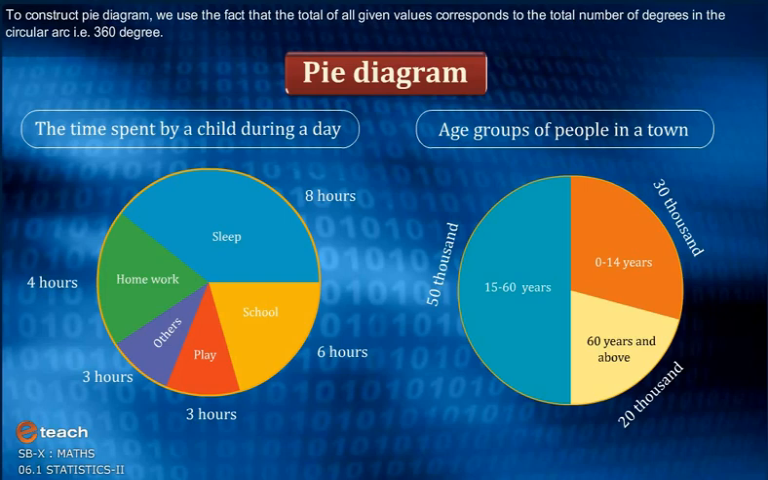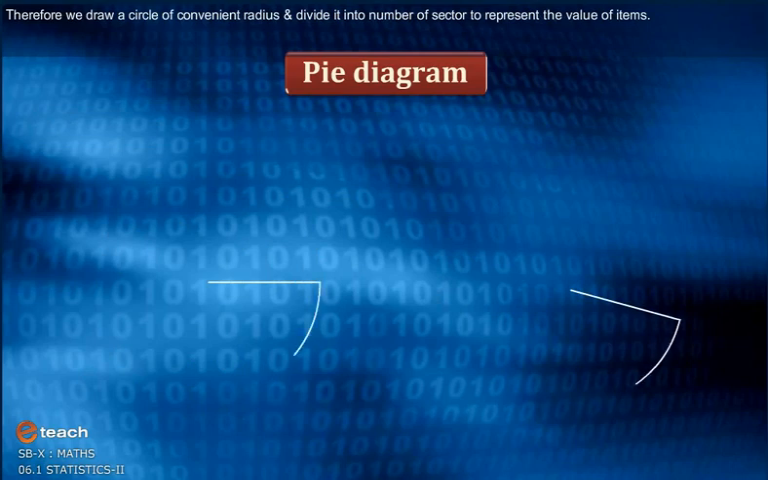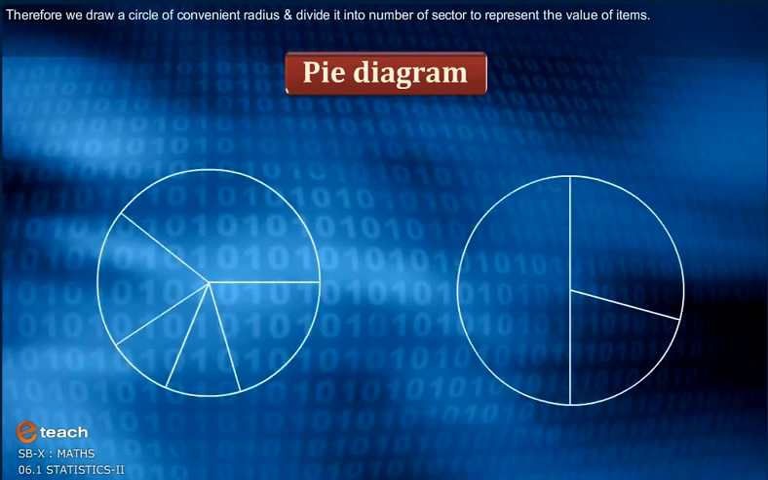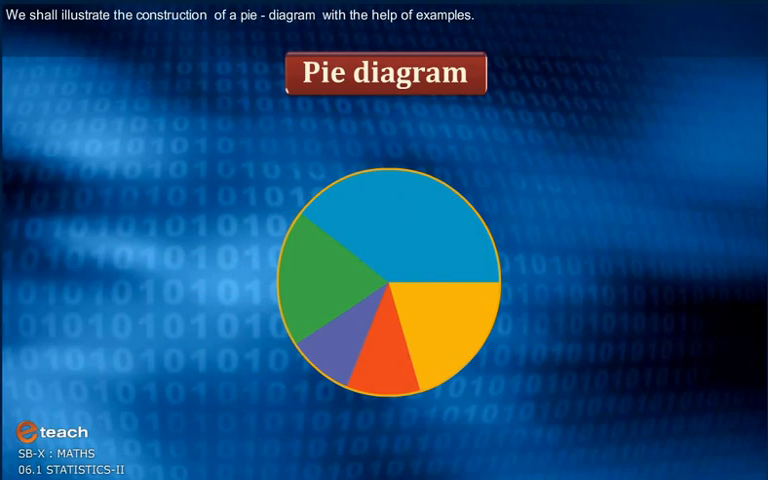To construct a pie diagram, we use the fact that the total of all given values corresponds to the total number of degrees in the circular arc, that is 360 degrees. Therefore, we draw a circle of convenient radius and divide it into a number of sectors to represent the values of items. We shall illustrate the construction of a pie diagram with the help of an example.